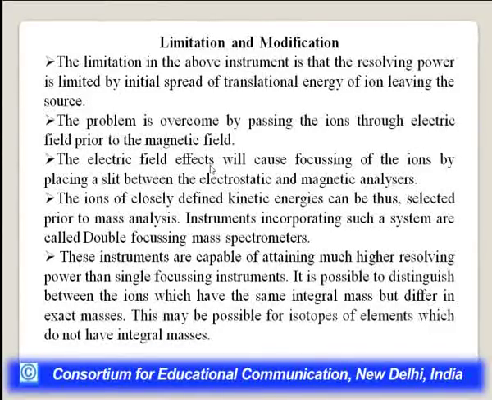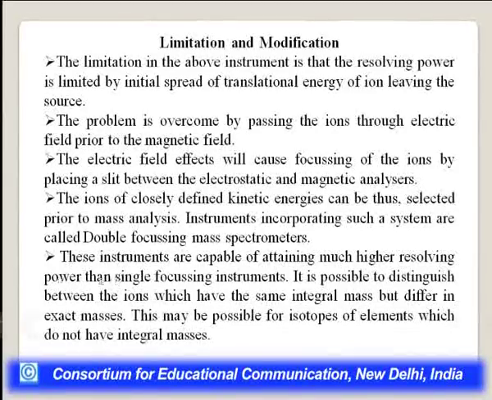The electric field causes focusing of the ions by placing a slit between the electrostatic and magnetic analyzers. The ions of closely defined kinetic energies can thus be selected prior to mass analysis. Instruments incorporating such a system are called double focusing mass spectrometers, which are actually in use. These instruments are capable of attaining much higher resolving power.